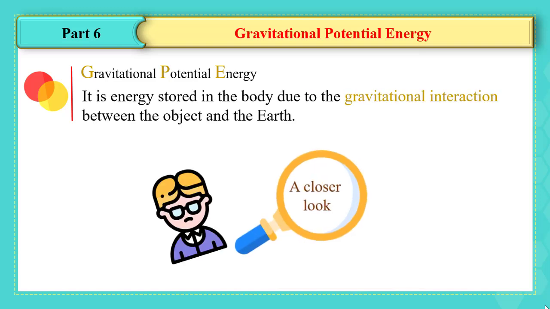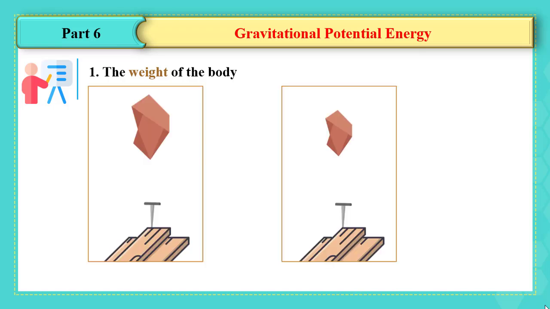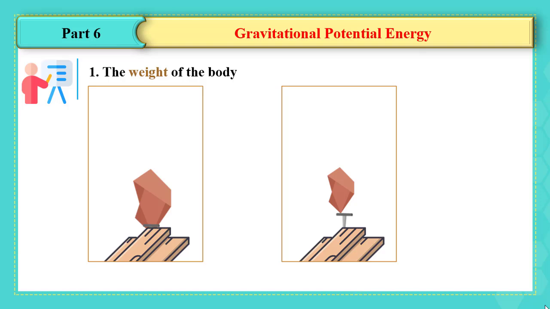Let's have a closer look. The weight of the body. What do we mean by that? If we are on Earth of a gravitational acceleration g and we release a stone from rest directly above a nail in a board lying on the ground, when the stone is released, it falls toward the ground, gaining some speed and therefore gaining kinetic energy. When the stone reaches the nail and the board lying on the ground, it does work on the nail, driving it into the board.